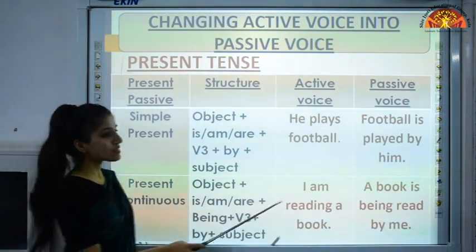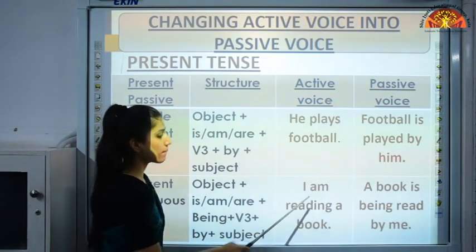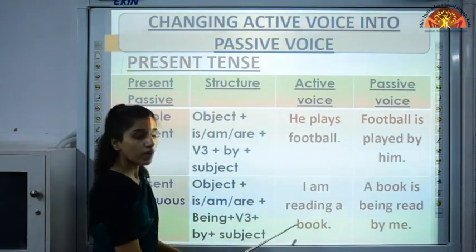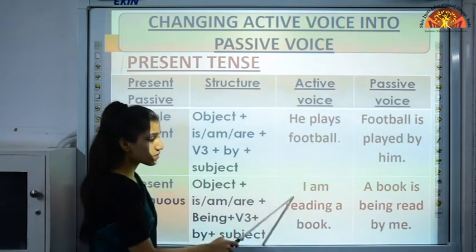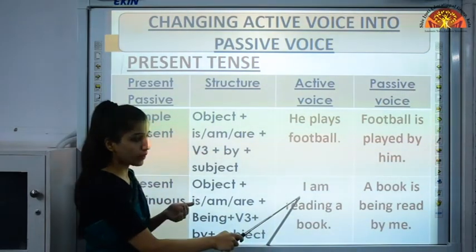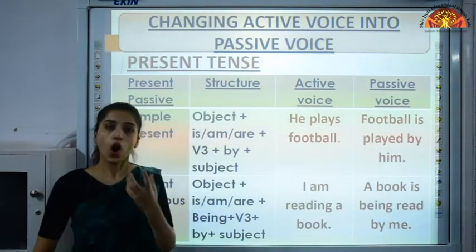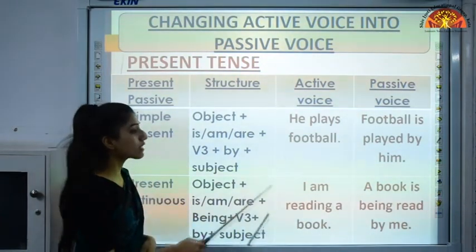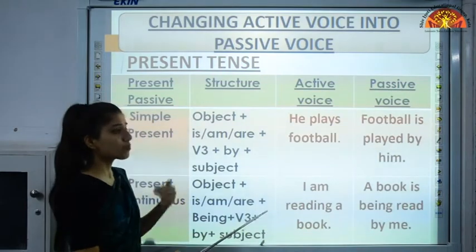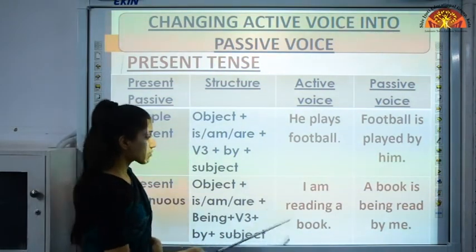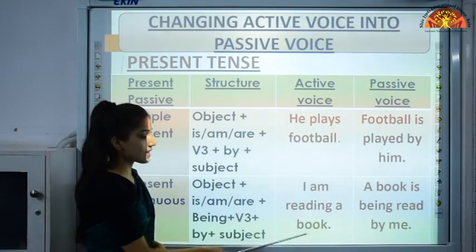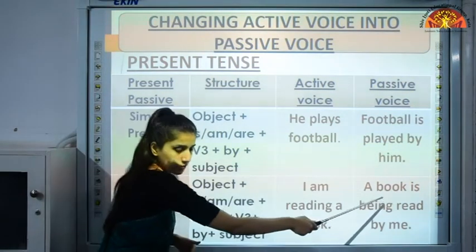Now as you can see over here, I am reading a book. I is the subject over here, am reading is the verb, and a book is the object. So now we are converting this sentence into passive. So first what will come? Object. In this sentence, the object is a book.